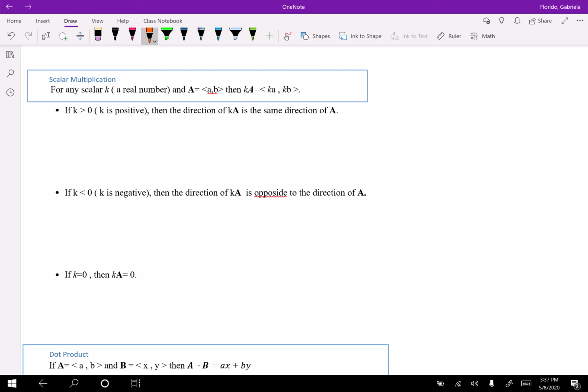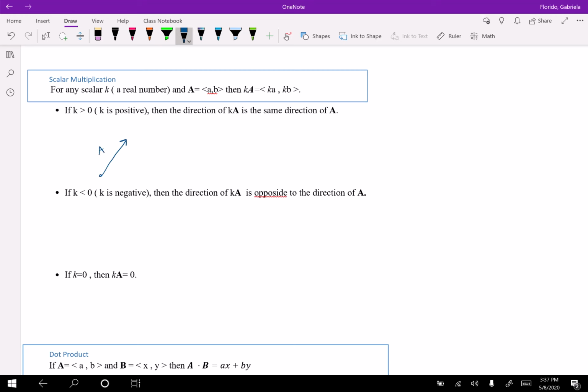Now if k is positive, so if k is greater than 0, then the direction of kA is the same as the direction of A. What do I mean by that? Let's suppose that this is my vector A.